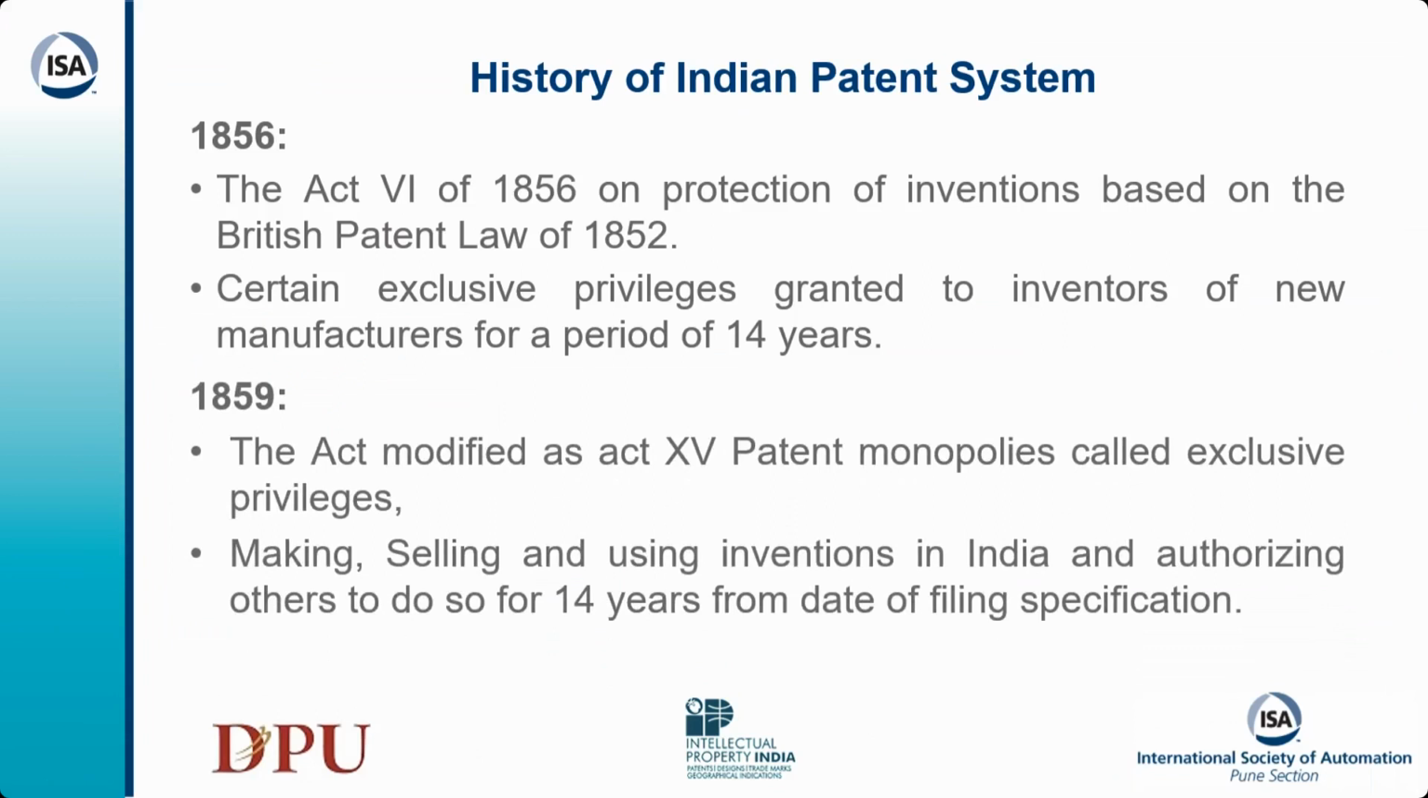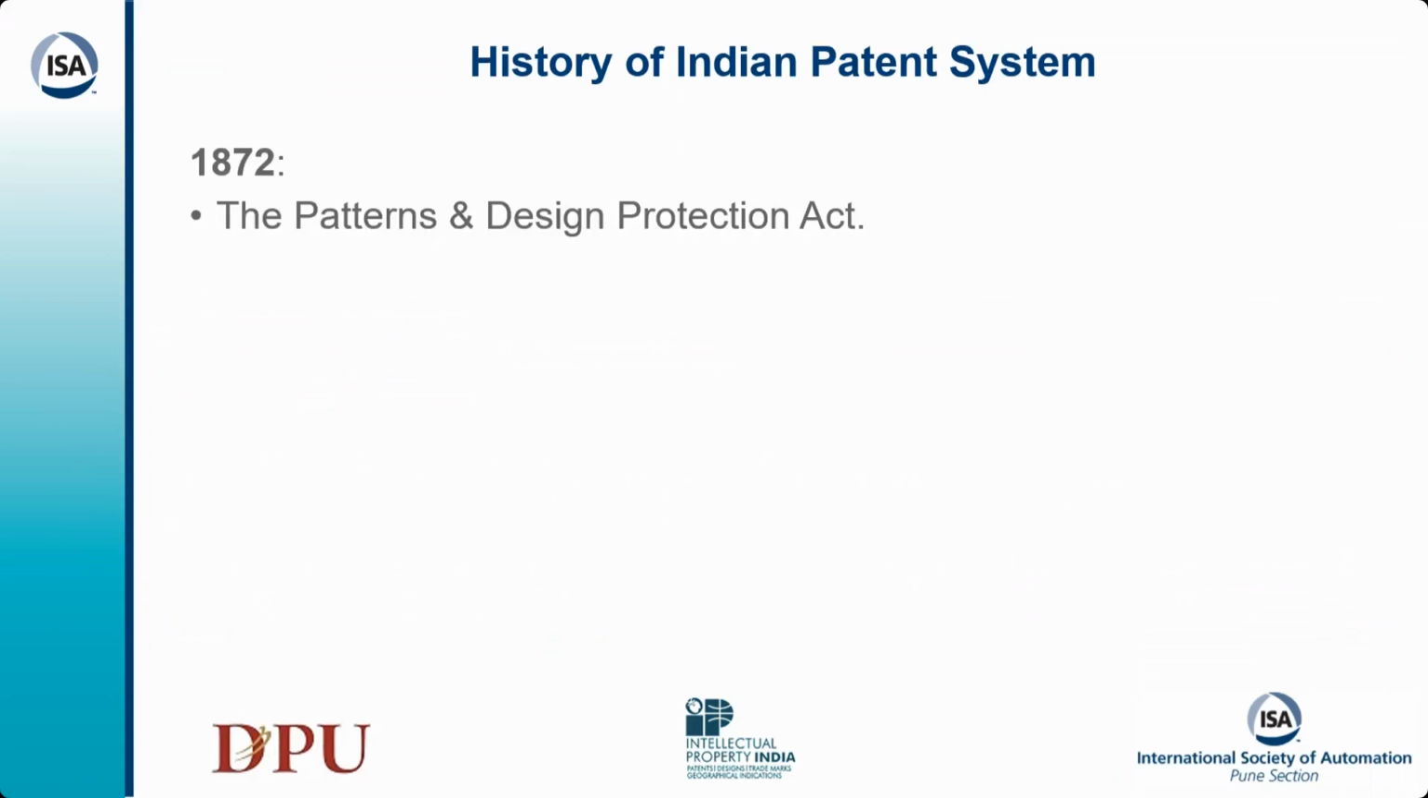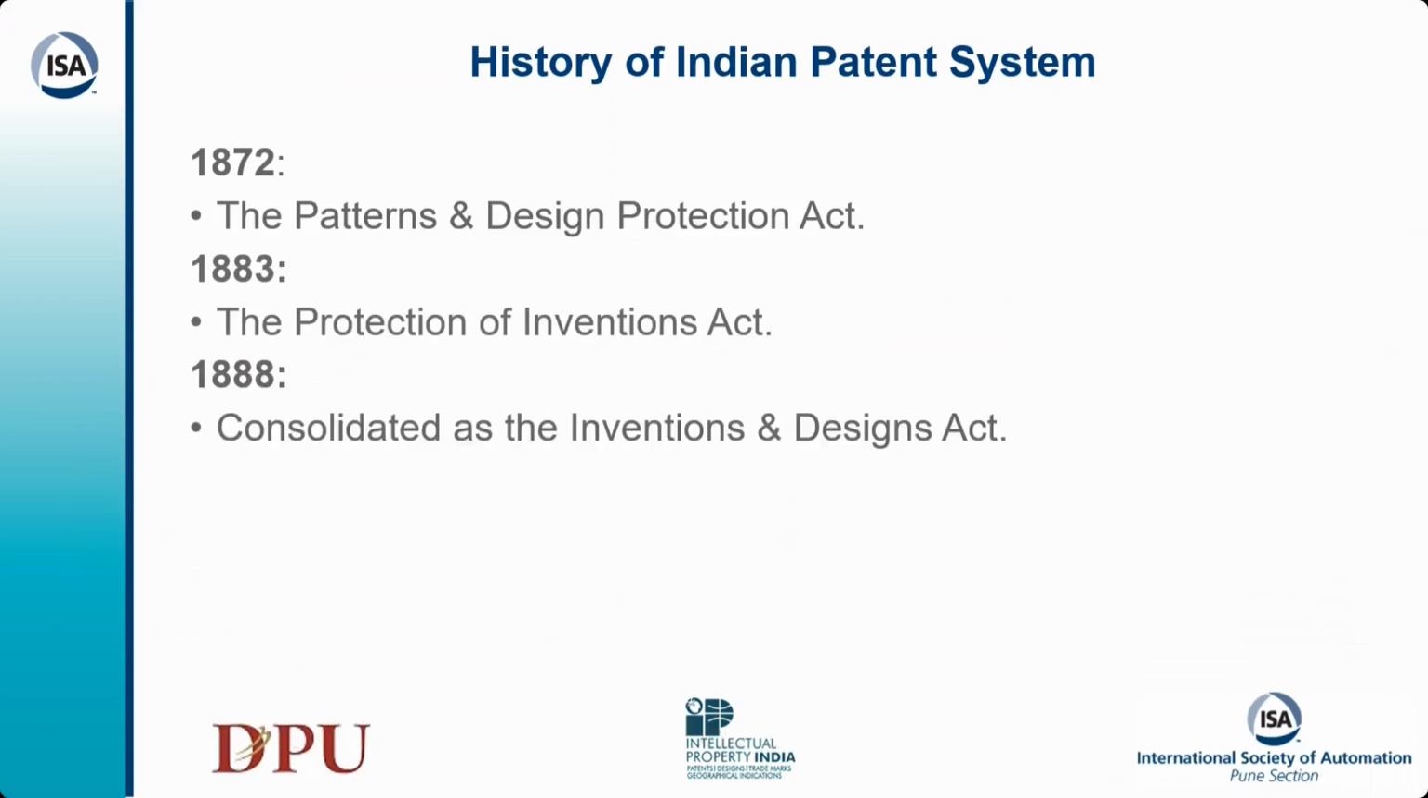In 1859, some modifications were made. In 1872, again the Patents and Design Protection Act came into existence. 1883, the Protection of Inventions Act came into existence. 1888, consolidated as the Invention and Design Act. 1911 came as the Indian Patents and Design Act.